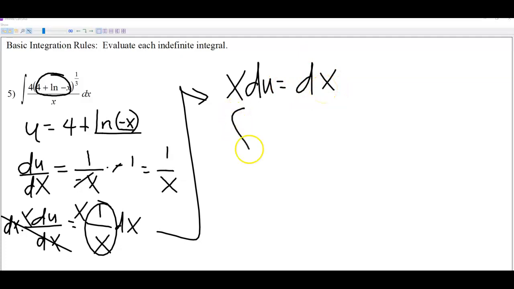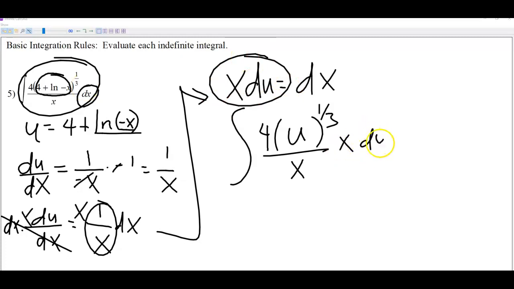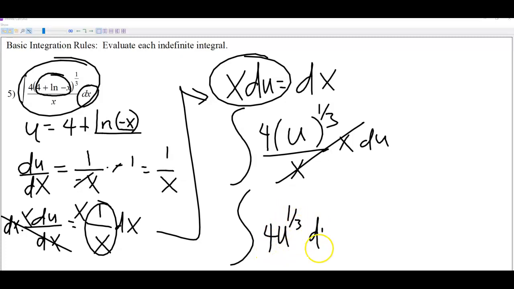So let's go ahead and do our u sub and see if we can make this ugly expression here look a little better. So we have 4, and everything in parentheses there is our u. And then we're going to replace the dx with what it equals. It equals x du. And in this case, these x's go away. So in the end, this simplifies into something a little bit easier on the eyes, which is that.